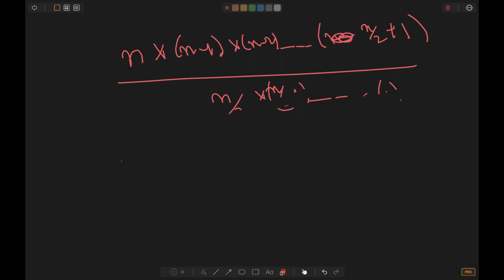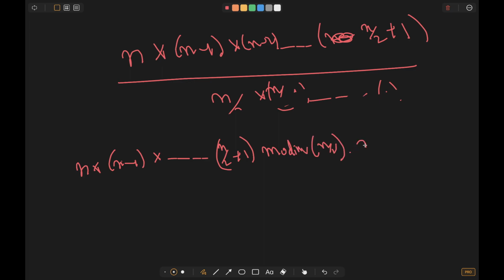So after that, it just becomes like this. N multiplied by n minus 1 multiplied by up to n by 2 plus 1. And then all the other terms get mod inverse. So mod inverse n by 2 multiplied by mod inverse n by 2 minus 1 up to 1.